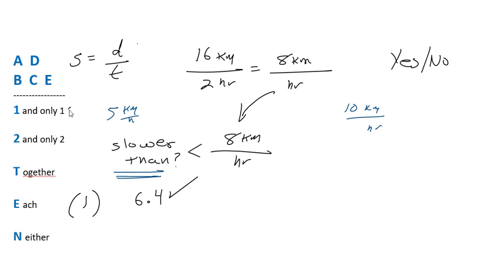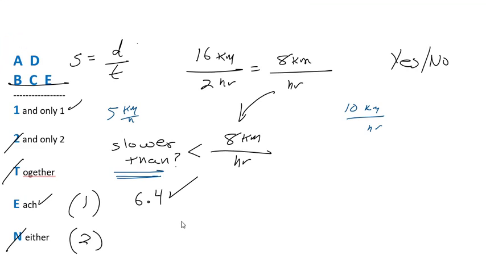So the answer, it could be A or it could be D. It could be that each statement is sufficient. We haven't looked at 2 yet. It could be that each is sufficient, but we can definitely rule out B, C, and E. We can't say that statement 2 and only statement 2 is sufficient. We don't need them together, and of course we can't say that neither is sufficient.